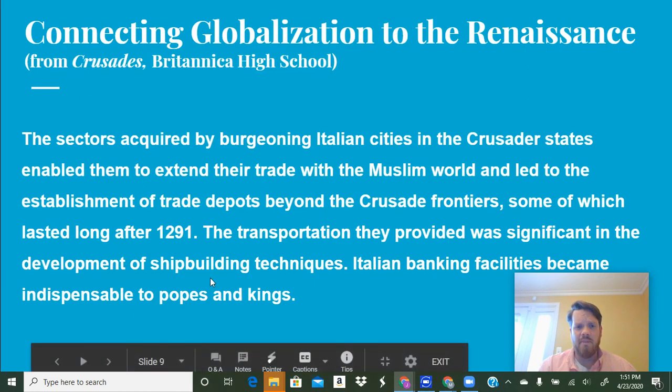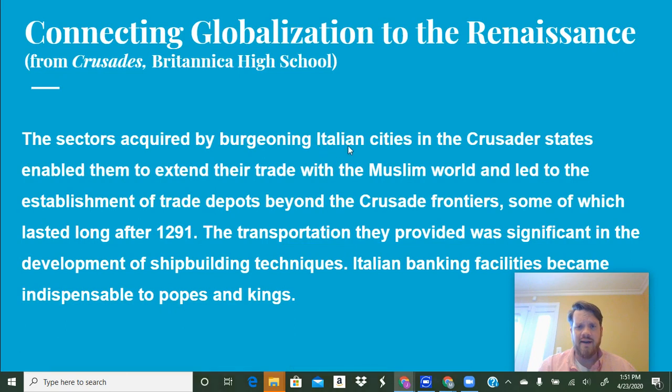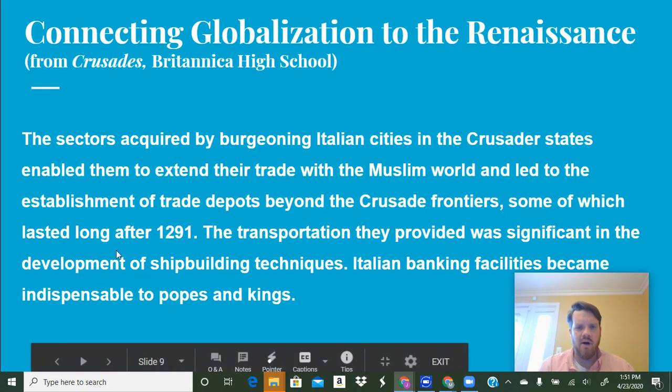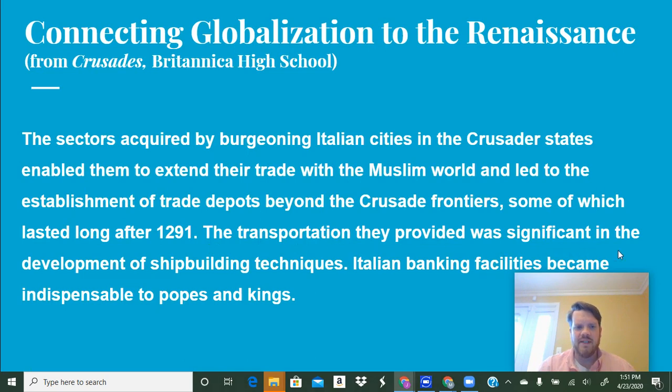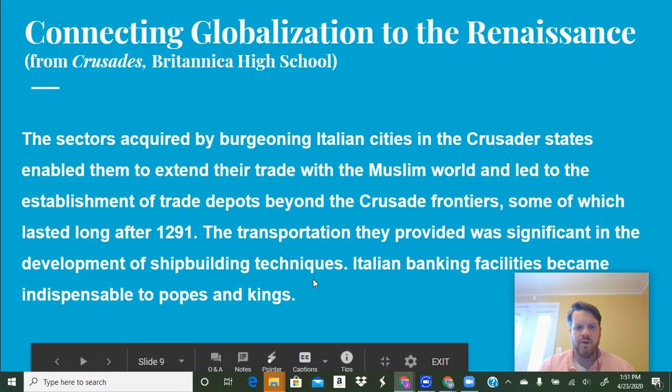This is from a high school level reading, so it may be a little bit more complicated, but I thought it had a good part in here about what happened in Italy. The sectors acquired by burgeoning Italian cities in the Crusader states enabled them to extend their trade with the Muslim world and led to the establishment of trade depots, kind of trade centers, beyond the Crusade frontier, some of which lasted long after 1291. The transportation they provided was significant in the development of shipbuilding techniques. Italian banking facilities became indispensable to popes and kings.